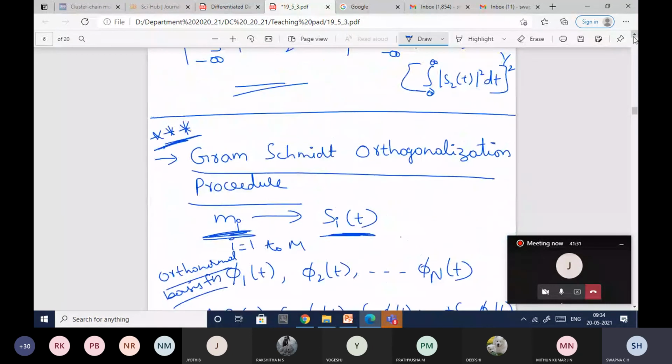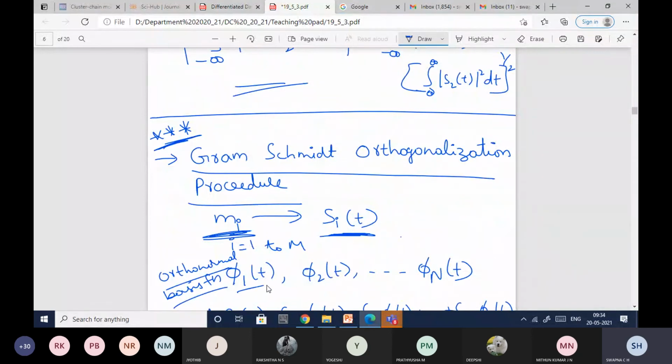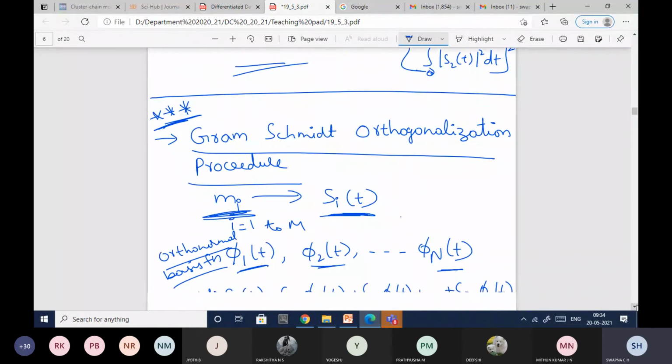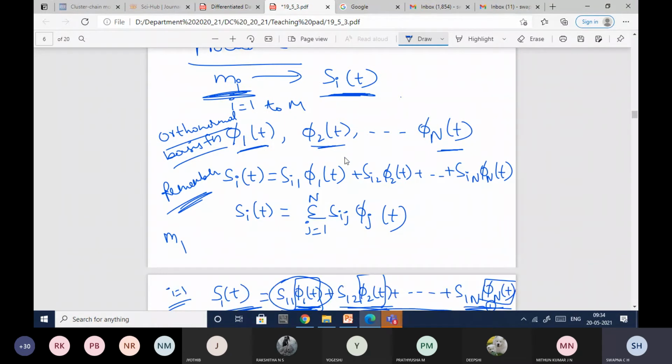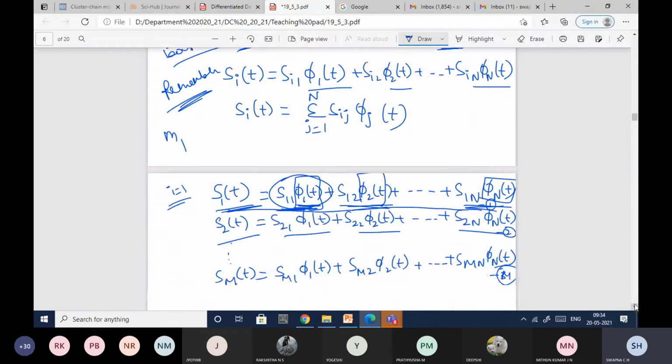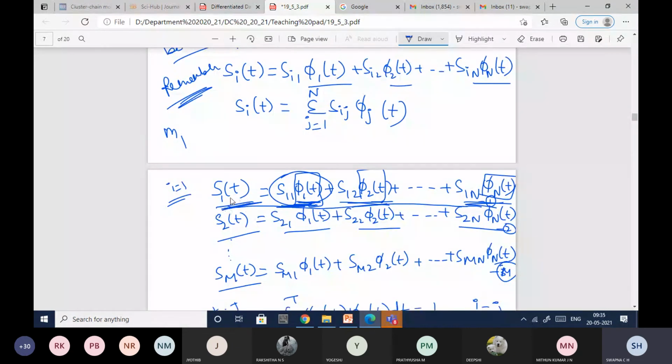So this Gram-Schmidt orthogonalization procedure will help us to calculate phi 1 of t, phi 2 of t, up to phi n of t when you have the modulated signal. Psi of t is nothing but the modulated signal, and we know that we can represent this modulated signal by using orthonormal basis functions in this way. Further, I have represented it for each symbol: s1 of t, this is the equation, s2 of t, this is the equation, up to sm of t.